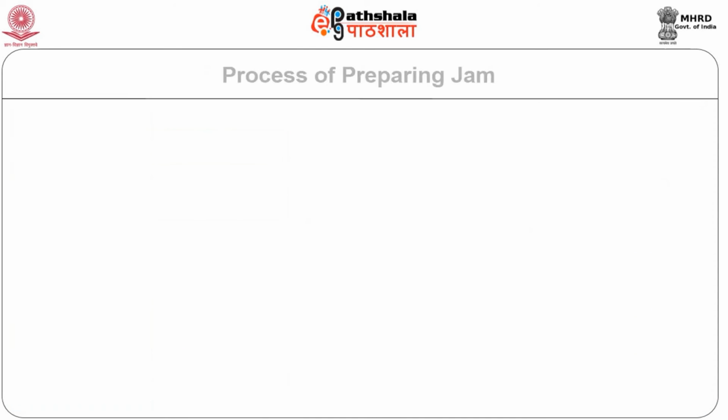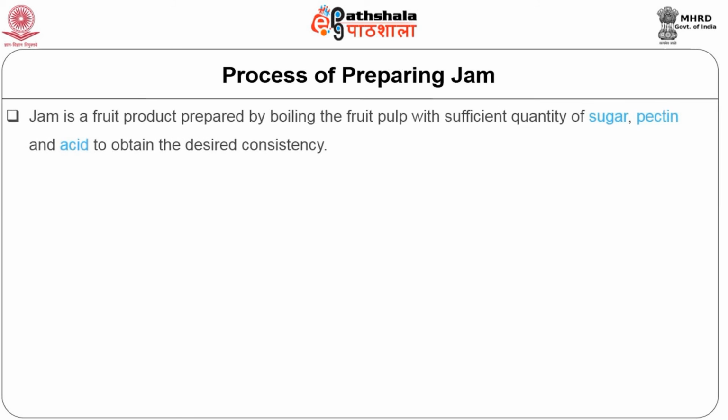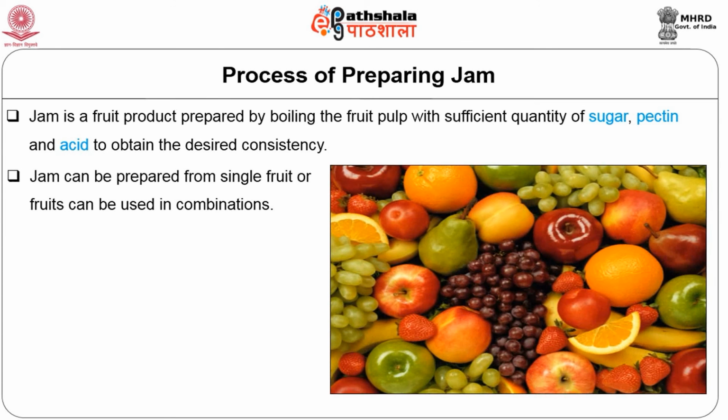Next, let's learn the process of making jam. Jam is a food product prepared by boiling the fruit with a sufficient quantity of sugar, pectin and acids to obtain the desired consistency. Jam can be prepared from a variety of fruits like apple, pear, sapota, papaya, strawberry, mango, etc. Jam can be prepared from a single fruit, or fruits can be used in combinations.